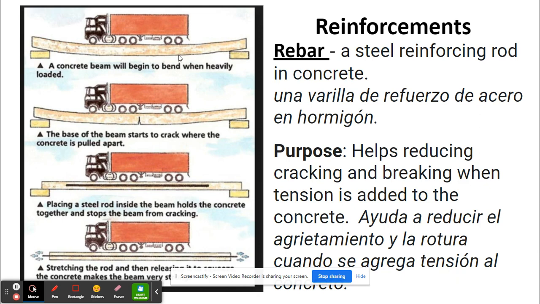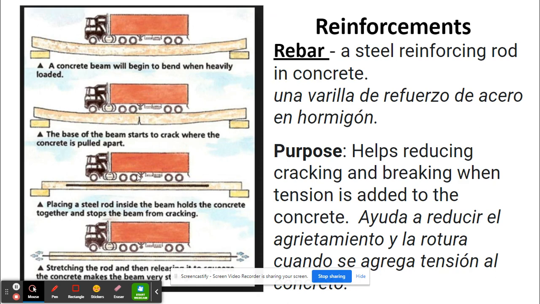So if we look at this picture over here on the left-hand side, you have this chuck on a concrete beam, and there is no reinforcement here. When all the weight of the chuck is here, there's really nothing to help support it. So you can see that the base starts to crack, and that's because you have tension here. The weight of the chuck is forcing it down, and it's just not reinforced enough to hold the whole weight.